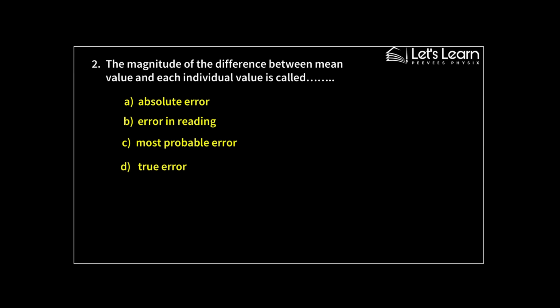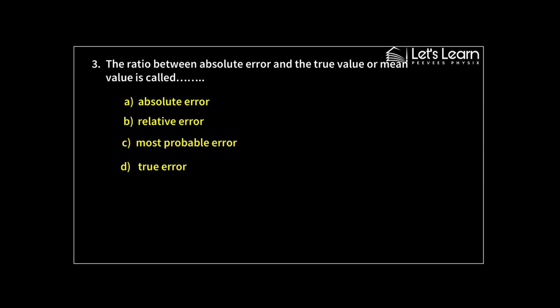The magnitude of the difference between the mean value and each individual value is called absolute error. That is the definition of absolute error: the difference between the mean value and the individual value. We call it absolute error. Another question. Ratio. Ratio is always relative. Ratio of the absolute error and the true value, or the mean value, we call it relative error. And when you multiply relative error by 100, you get the percentage error.